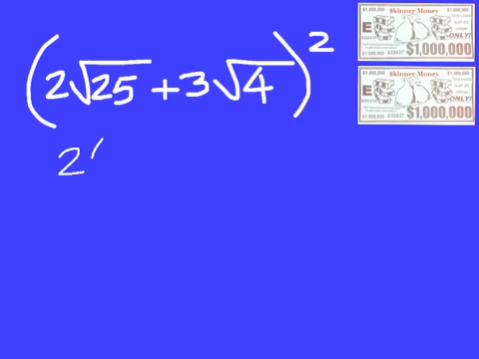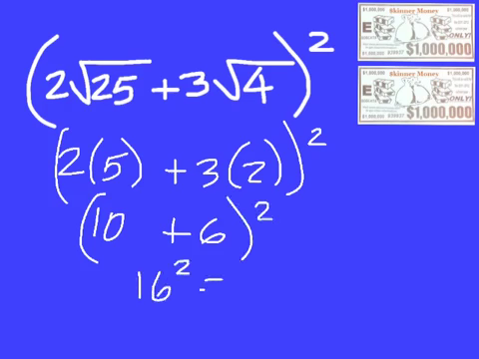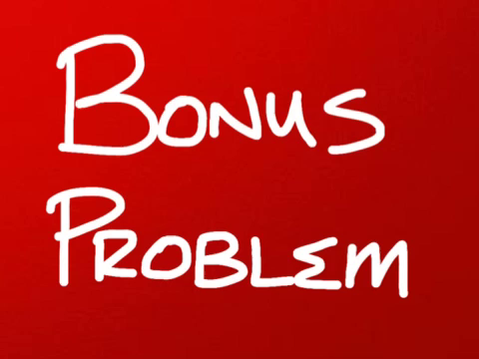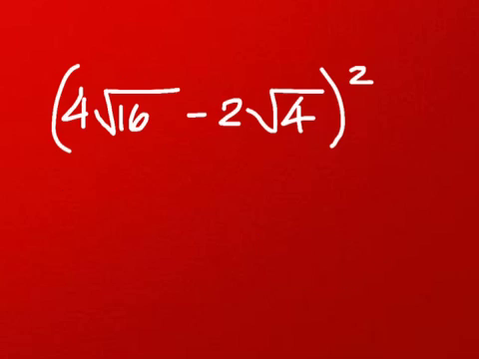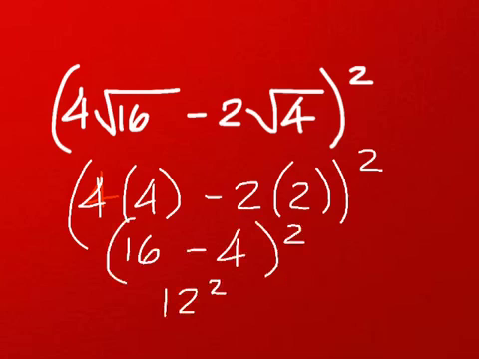Practice 3. You should have 2 times 5 and then 3 times 2. Square the sum. 10 plus 6 is 16. Squared is 256. This should be 4 times 4 and then 2 times 2. That is 16 minus 4, which is 12. Square the 12 to get 144.